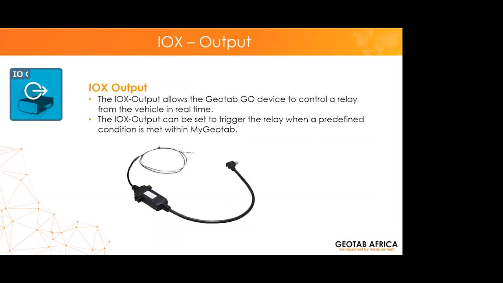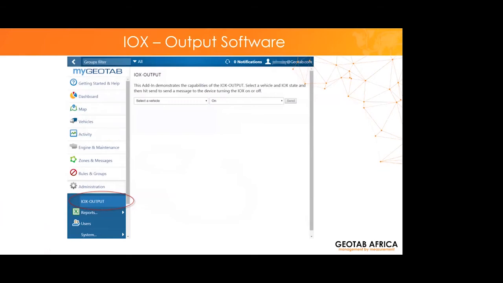IOX output. The IOX output controls relays in vehicle in real time. The IOX output can be set to trigger the relay when a predefined condition is met within my Geotab. With the IOX output, you can trigger an external light, a buzzer, or any type of relay or control switches. In the My Geotab software, there's an easy user interface where you can select direct instructions to a vehicle to either turn on or off the relay.